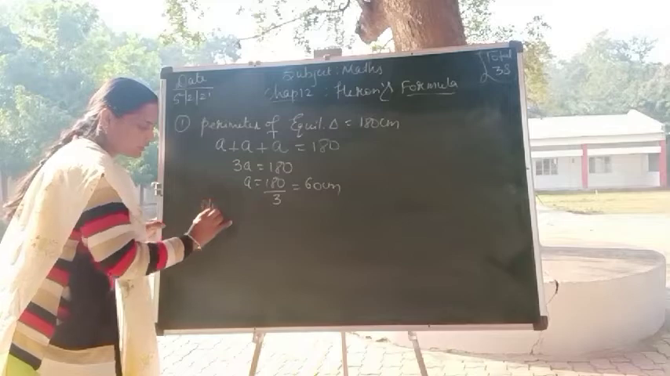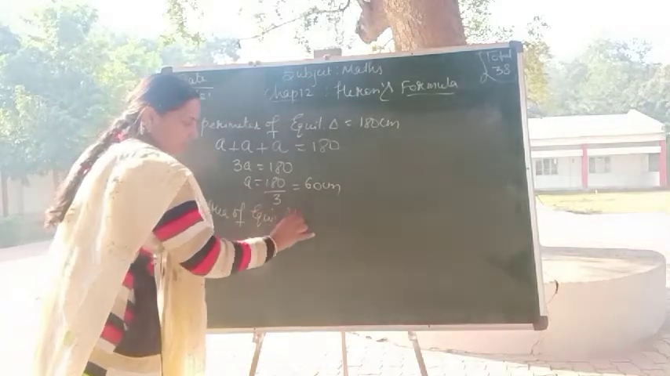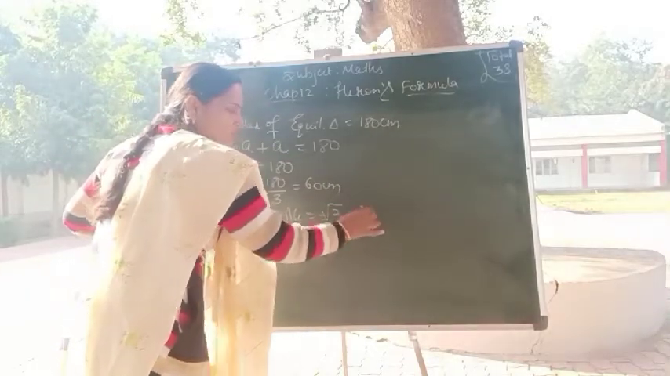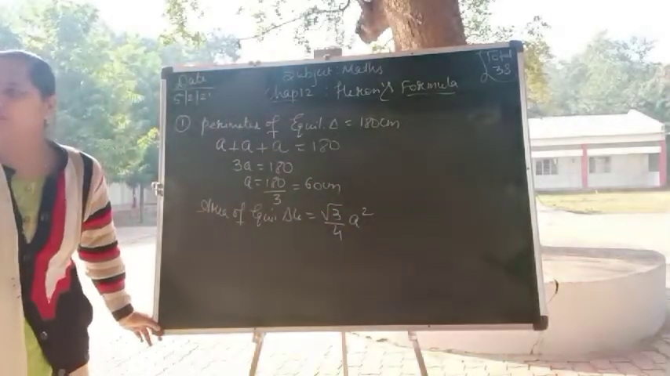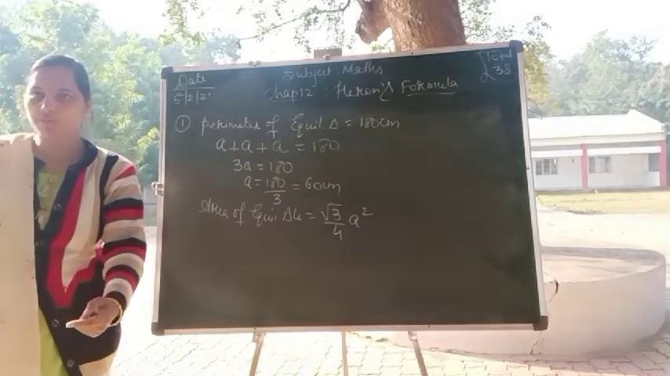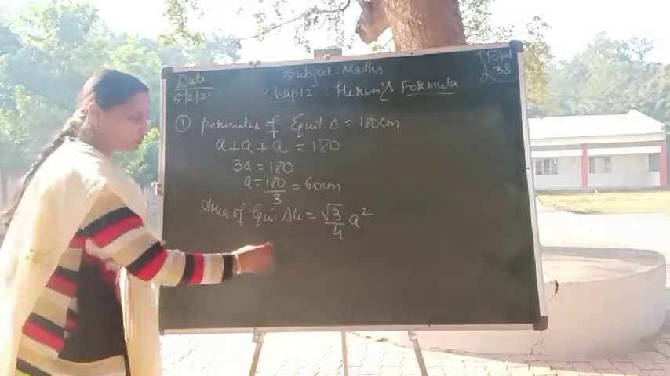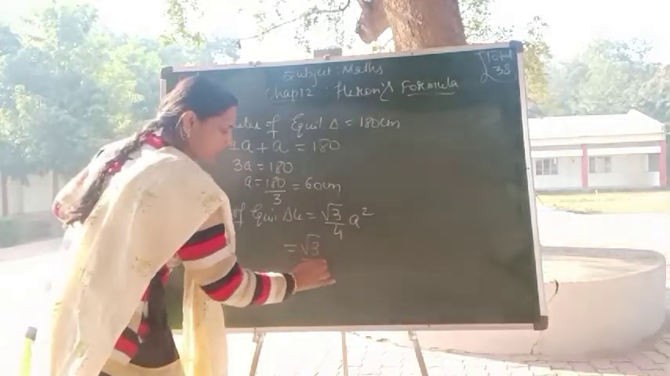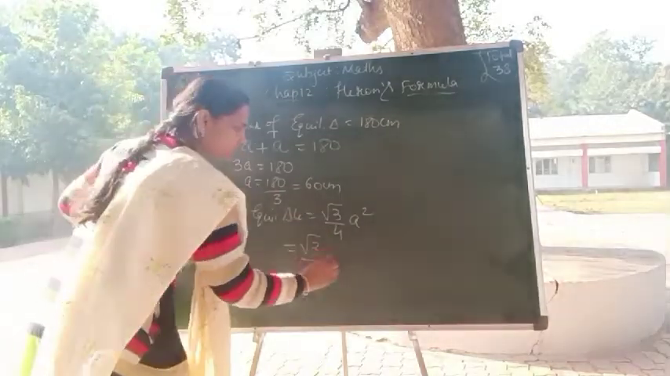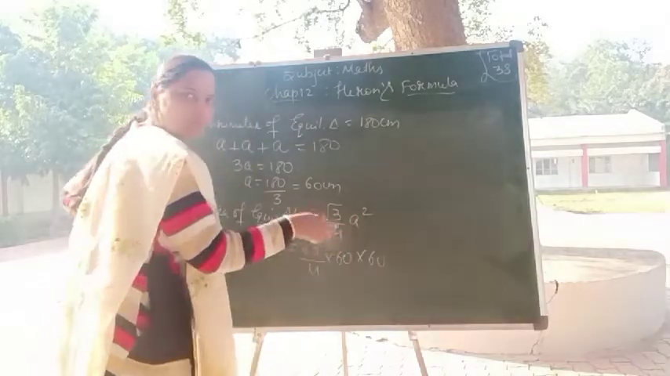Now area of equilateral triangle. What is the formula? Now we will learn this formula. For 1 marker at least we can apply this formula directly because we have derived the formula right now, okay? Root 3 by 4 a square. So it is root 3 upon 4, a we got 60, so 60 into 60. A square means a into a.